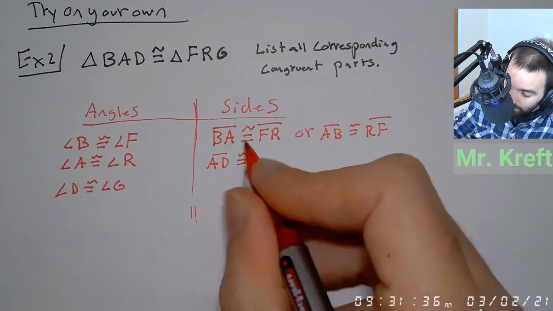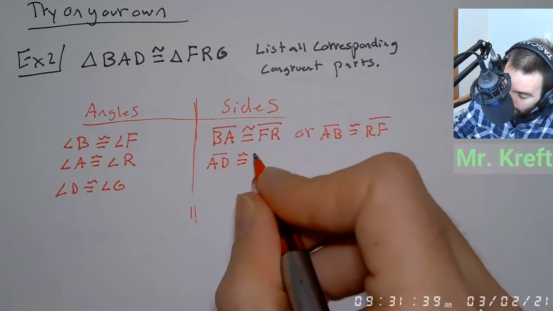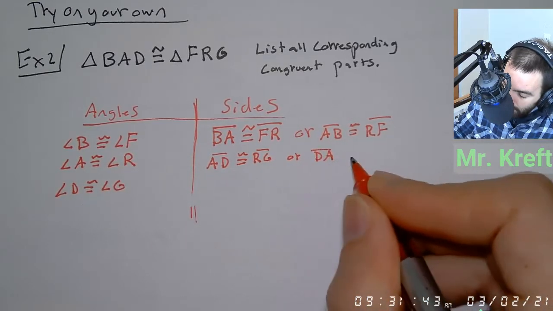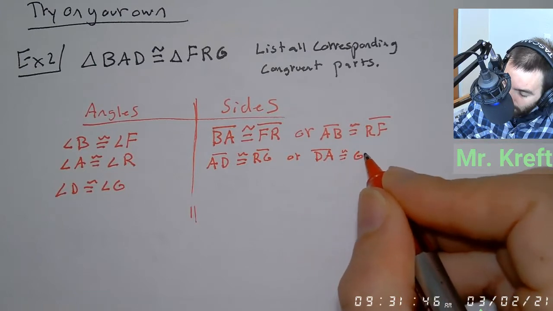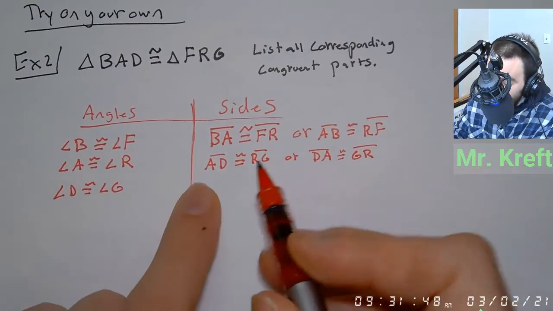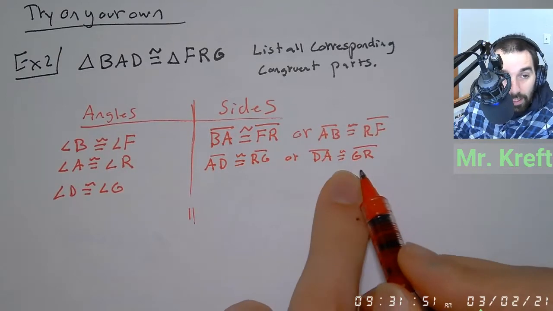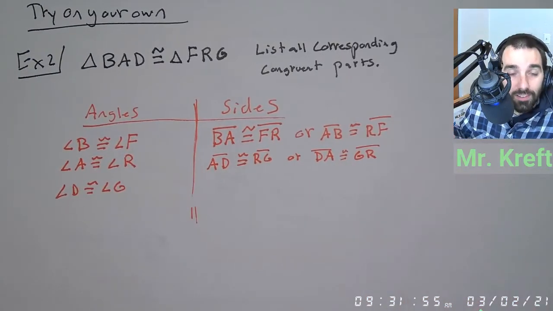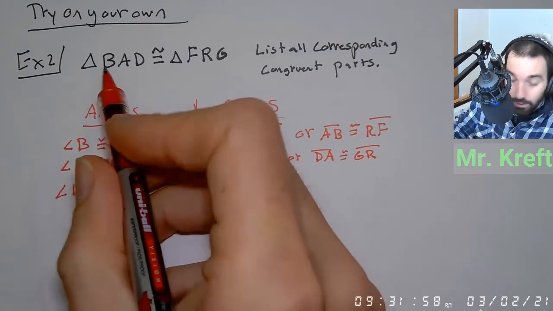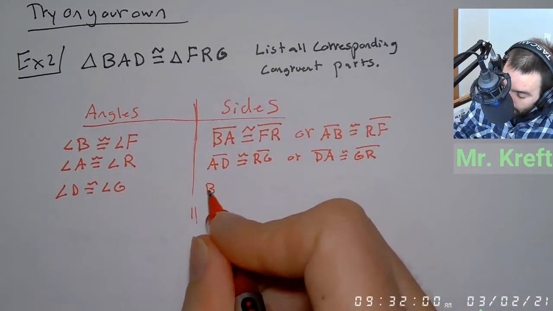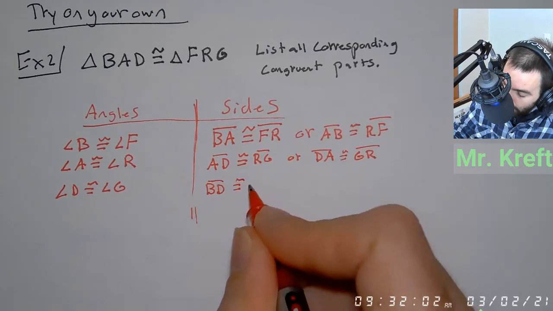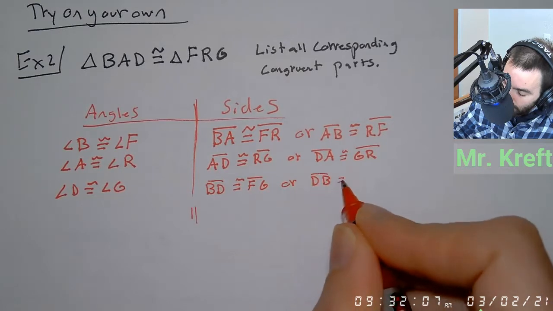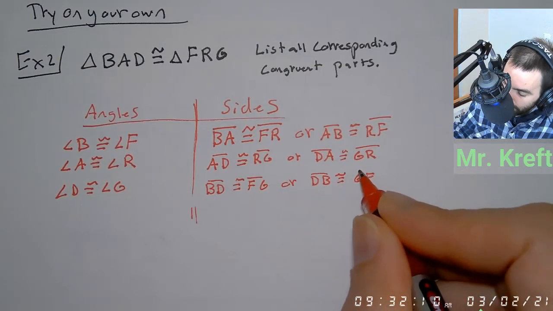So I did AD, so that's the middle and the last. The middle and the last is going to be RG. But I also could have said DA, right? And then I just would have to switch this one as well, because what's important here is that the A goes with the R. So if you put A second, then you have to put the R second, okay? So what matters the most is that they're corresponding. And then the last one, I can use BD with FG, or I could do DB with GF.